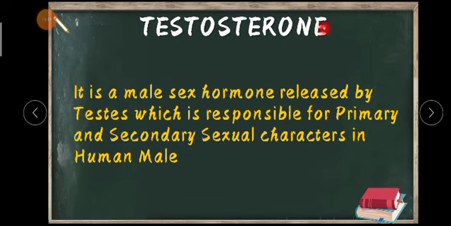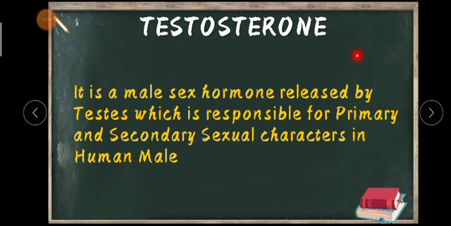And if this male hormone is present in less quantity, but that particular male develops more female hormone in his body, then he looks more like a female. These cases are also possible. And because of this testosterone hormone only, primary and secondary sexual characters are seen in case of male.